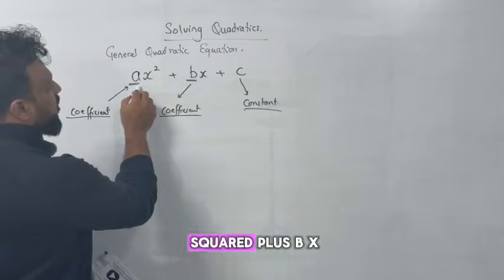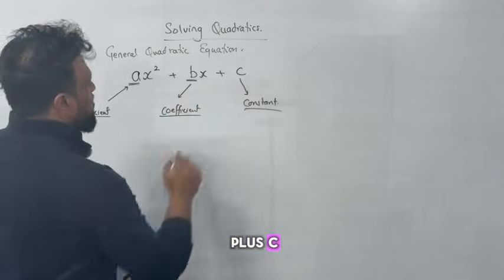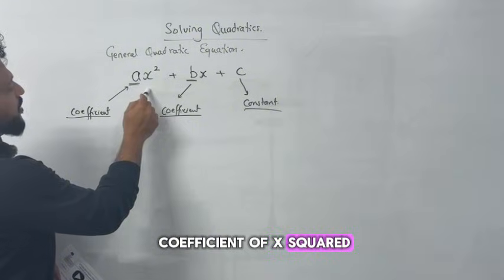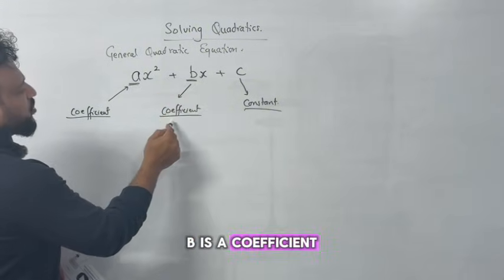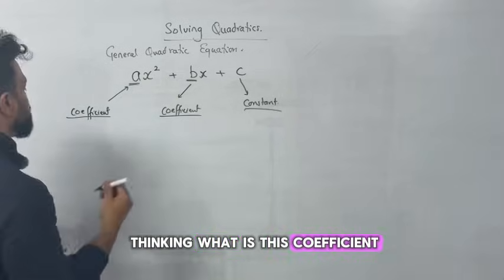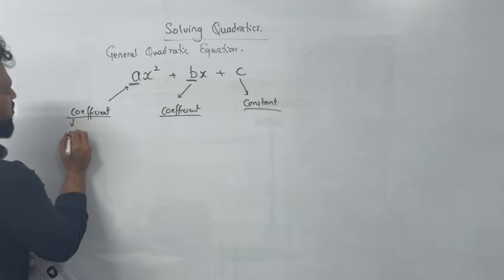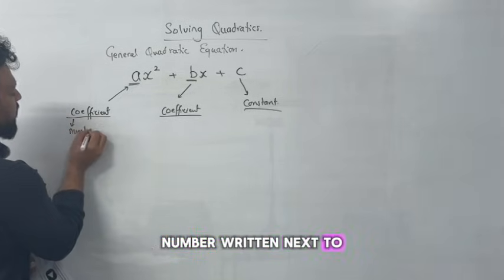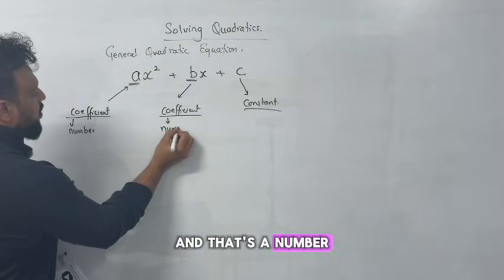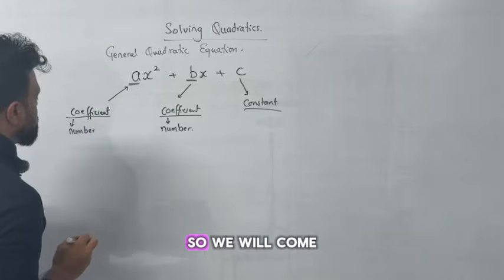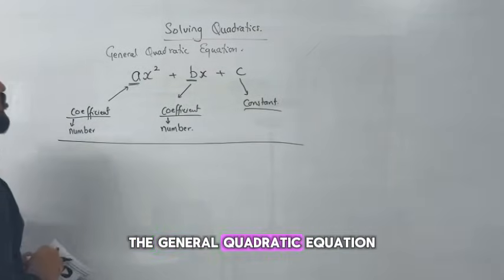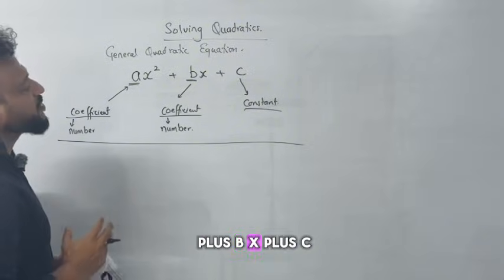It is ax squared plus bx plus c, where a is a coefficient of x squared, b is a coefficient of x, and c is a constant. Now you may be thinking, what is this coefficient? So coefficient is just a number written next to the variable. We will come to that in a bit. Keep that in mind. The general quadratic equation is ax squared plus bx plus c.